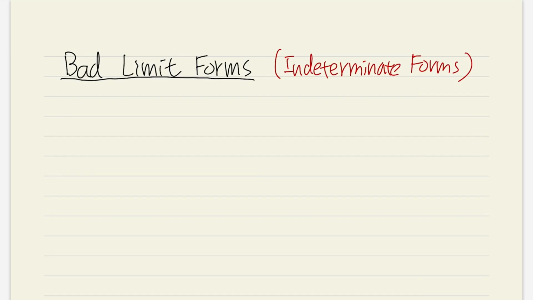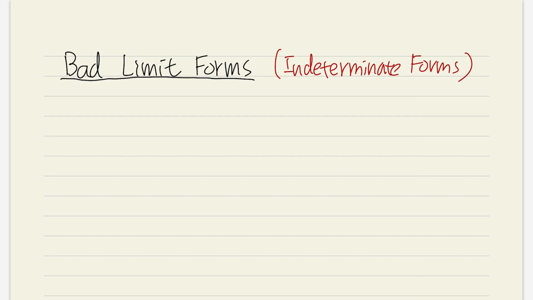Alright, in this calculus lesson, let me give you guys a summary on the bad limit forms, aka the indeterminate forms for limits. These are the forms that when you are dealing with limits, and if you see them, unfortunately, we cannot draw any conclusion yet. It means that we have to do more work in order to figure out the answer.